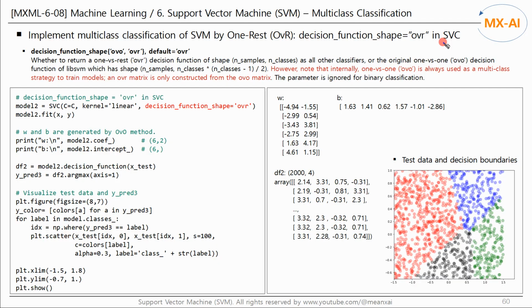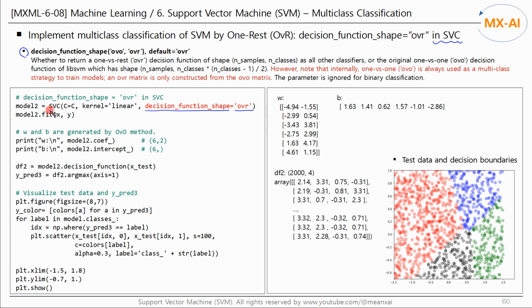Next, let's use the SVC model. Let's take a look at scikit-learn's SVC documentation. You can specify OVO or OVR in the decision function shape argument. Even if OVR is specified in this argument, SVC will perform OVO internally. Then, the OVO results are used to construct the decision function values in the form of OVR.